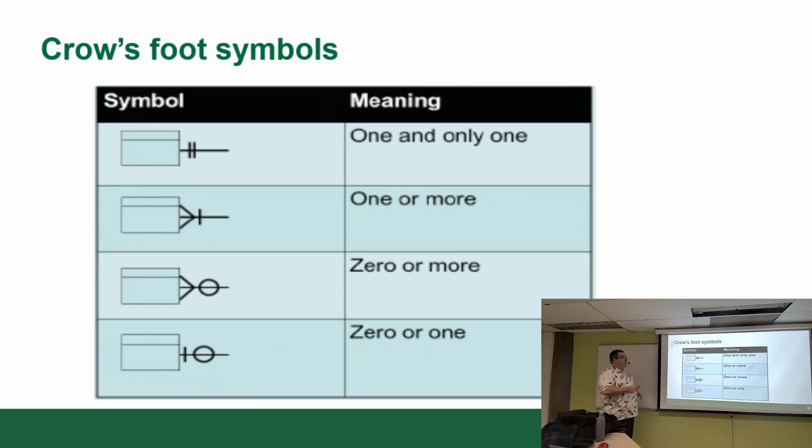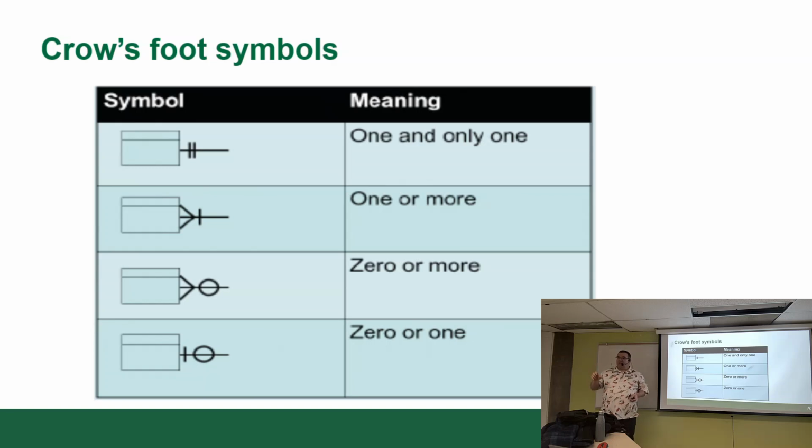So 2 lines: one and only one. That's when, for example, you place an order. That order belongs to one customer and only one customer. The order cannot be created unless it has a customer tied to it, and that order can never belong to more than one person. Okay? One or more. That's if something is mandatory, and there has to be at least one, but there could be more. An example of one or more would be an order with order lines.